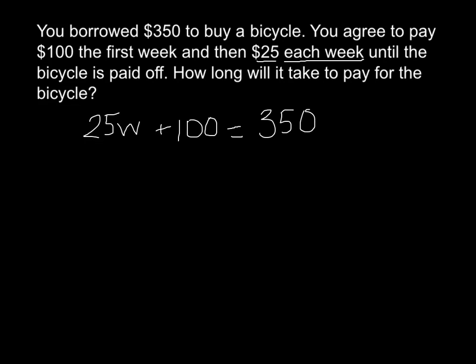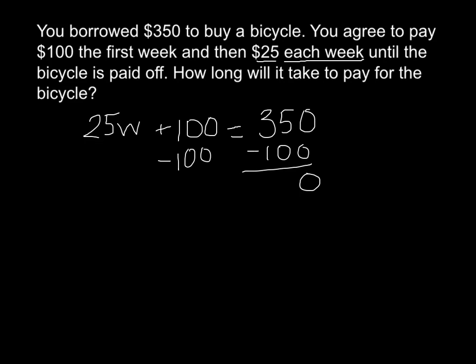Now, we have to figure out how many weeks it is going to take us to pay for the bicycle. So first we have to come up with our equation, then we have to solve it. That's kind of tricky. But seriously, you guys, if you think, okay, what could change in this? Could not change the 350, could not change the 100, but $25 each week is what we're trying to figure out, how many weeks. Okay, so first I'm going to subtract 100 from both sides because I have to get rid of my adding and subtracting.